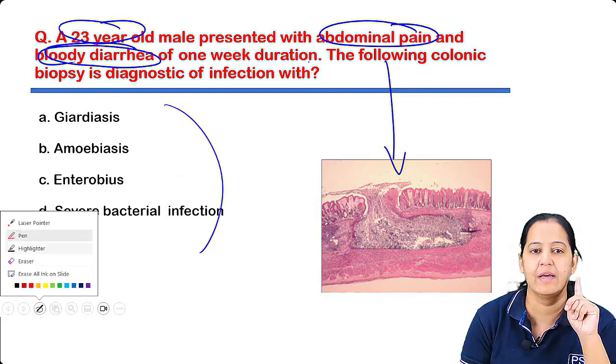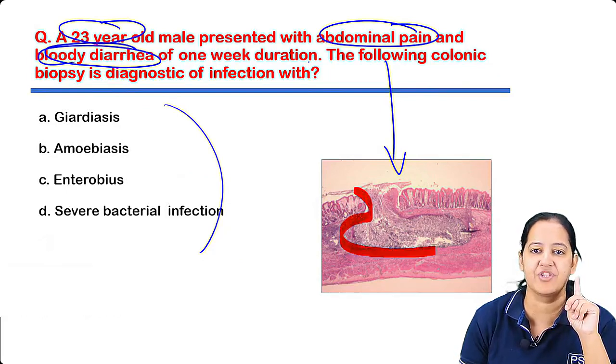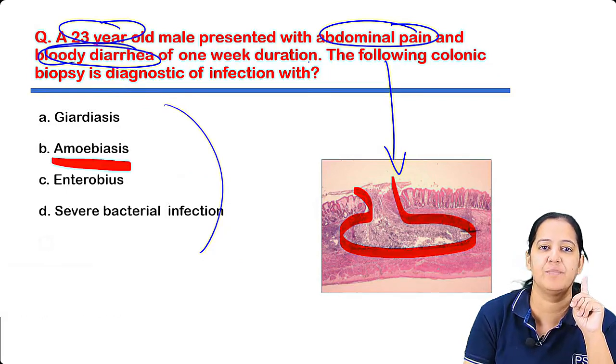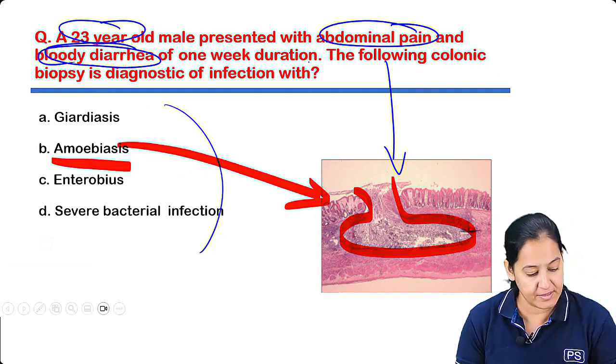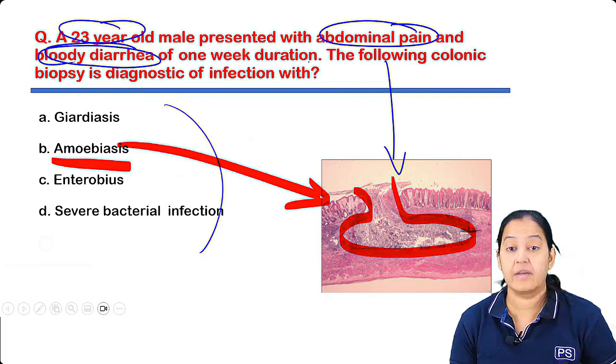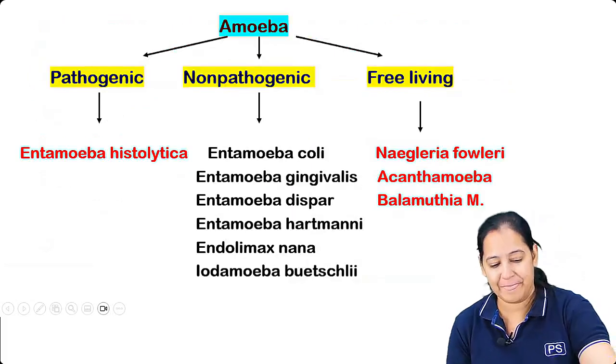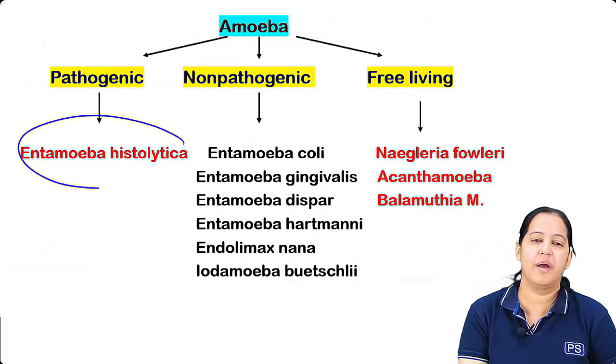The biopsy is unique. See the margin of the ulcer. It is typically showing a flask-shaped ulcer, it's amebiasis. So correct answer is amebiasis. Okay. Hannah, so we are done with erythro and Entamoeba histolytica.